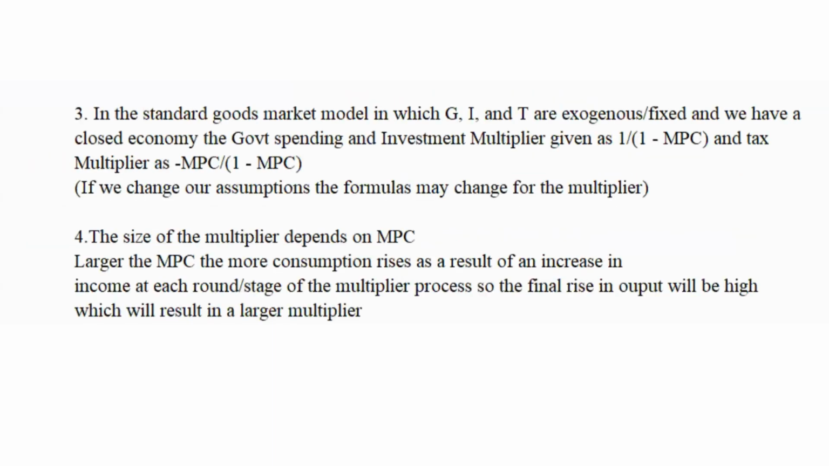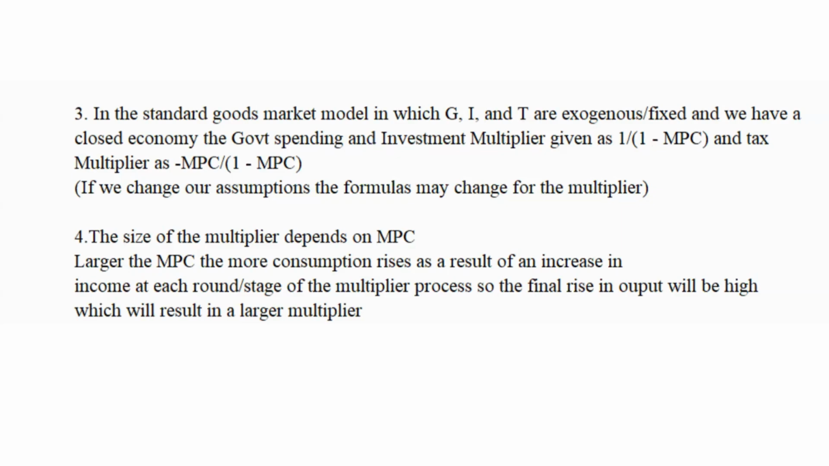Now, something also to really pay attention to is that we have some formulas, right? We know that the government spending multiplier and investment multiplier have the formula 1 by 1 minus MPC, and the tax multiplier is minus MPC by 1 minus MPC. It's important to keep in mind these formulas are derived under certain assumptions, i.e., those in our standard goods market model, where G, I, T are taken to be exogenous. G is equal to G bar, I is equal to I bar, and T is equal to T bar. And we're assuming a closed economy. So under these specific assumptions, we derive these formulas, right?